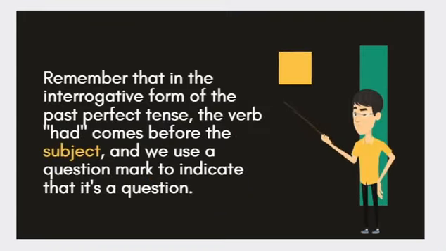Remember that in the interrogative form of the past perfect tense, the verb had comes before the subject, and we use a question mark to indicate that it's a question.